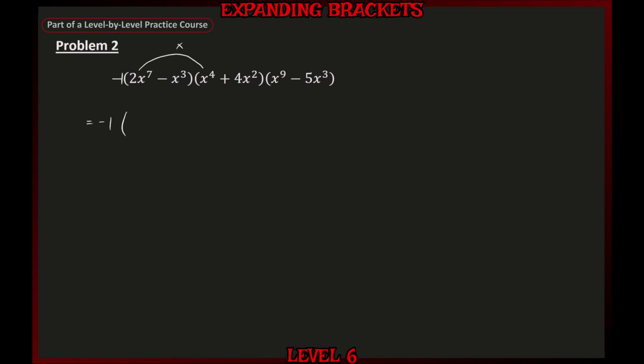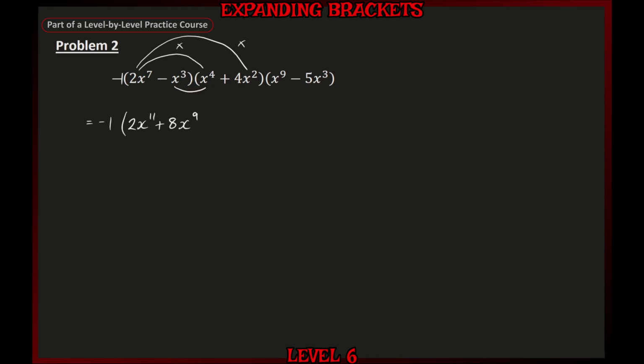And we're going to use our laws of indices here to add the powers when we multiply. So this becomes 2x to the power of 11, because 7 plus 4 is 11. Next, we can multiply together 2x to the power of 7 and 4x squared, where 2 times 4 is 8, and x to the power of 7 times x squared is x to the power of 9. So we have 8x to the power of 9.